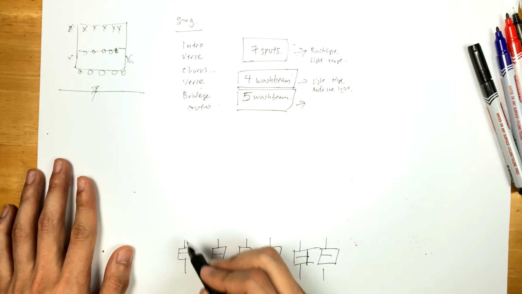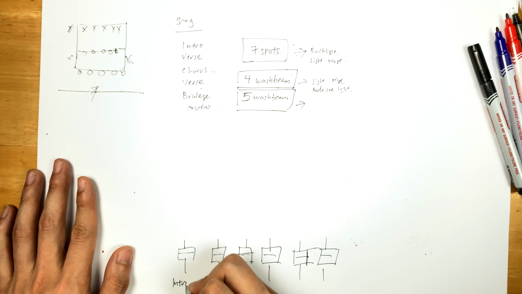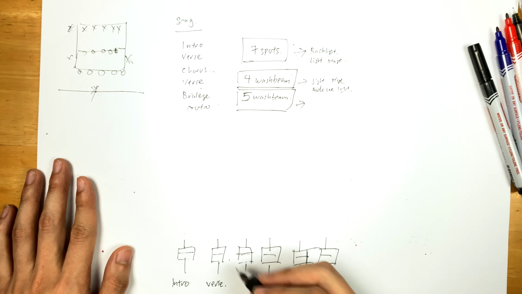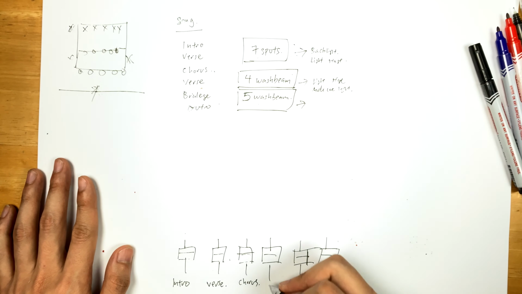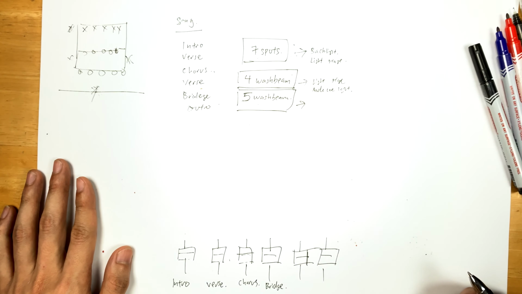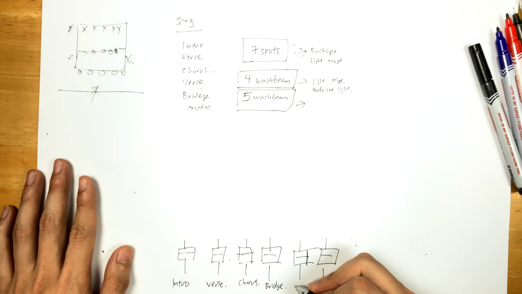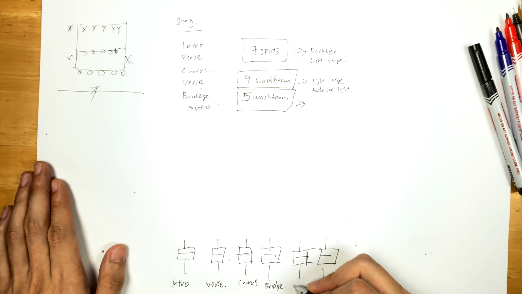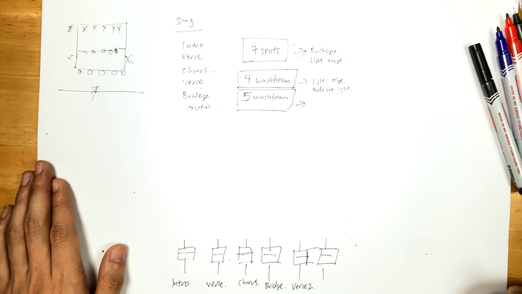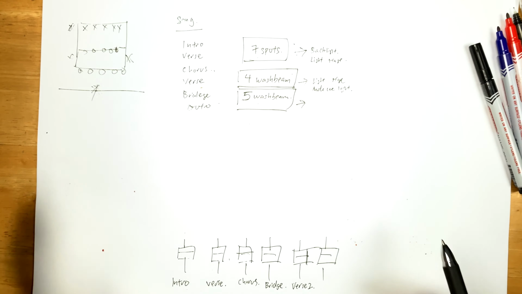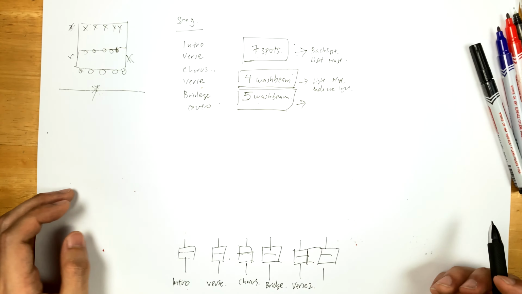Okay, so let's say I'm gonna plan this for my intro. And then I'm gonna plan this for my verse. And then I'm gonna plan this for my chorus. I'm gonna use this for my bridge. And then I'm gonna use this as another verse. So 1, 2, 3, 4, 5. 5 of these cues are gonna create one song.